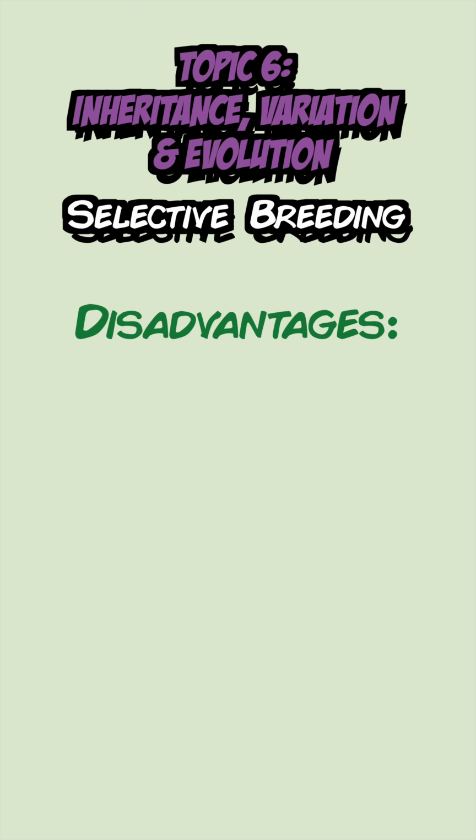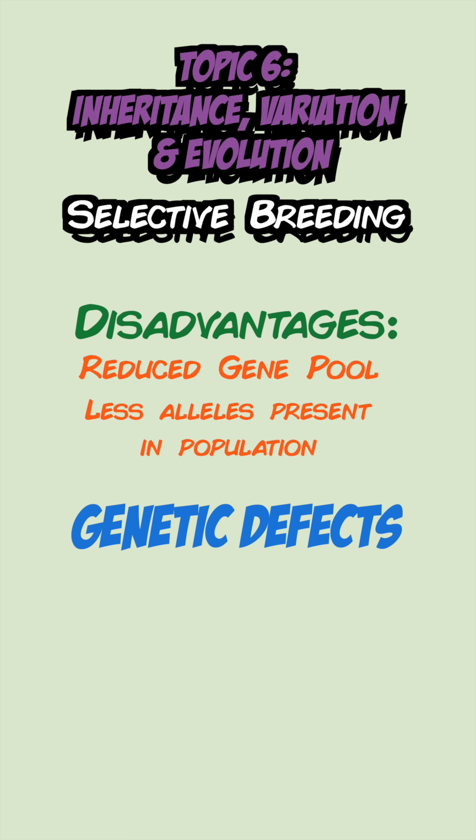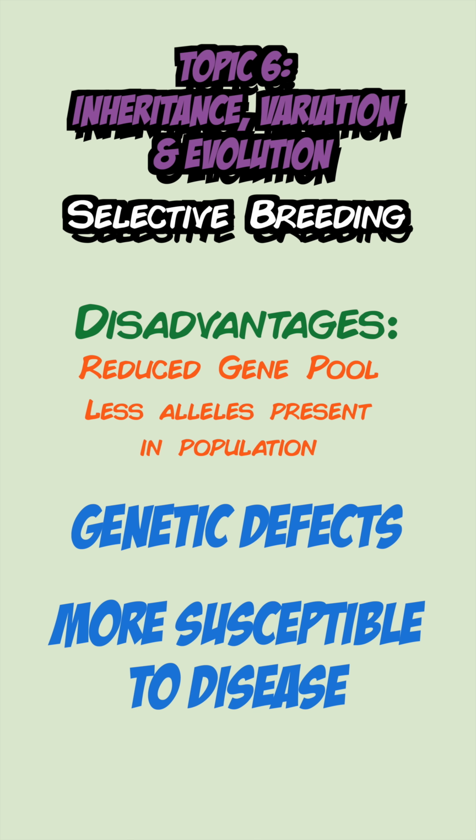The main disadvantage of selective breeding is that there's a reduction in gene pool as all the individuals are closely related. This means there are less alleles present in the population, so less variation in it. This can lead to the population having genetic defects and being more susceptible to new diseases.